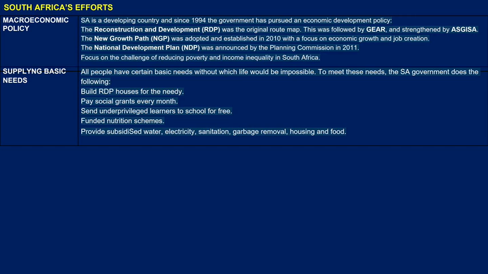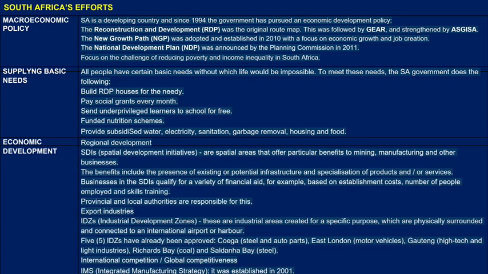Right, supplying basic needs. All people have certain basic needs without which life would be impossible. So to meet these needs, the South African government does the following: build RDP houses for the needy, pay social grants every month, and this is growing, send underprivileged learners to school for free, fund nutrition schemes, and provide subsidized water, electricity, sanitation, garbage removal, housing, and food.